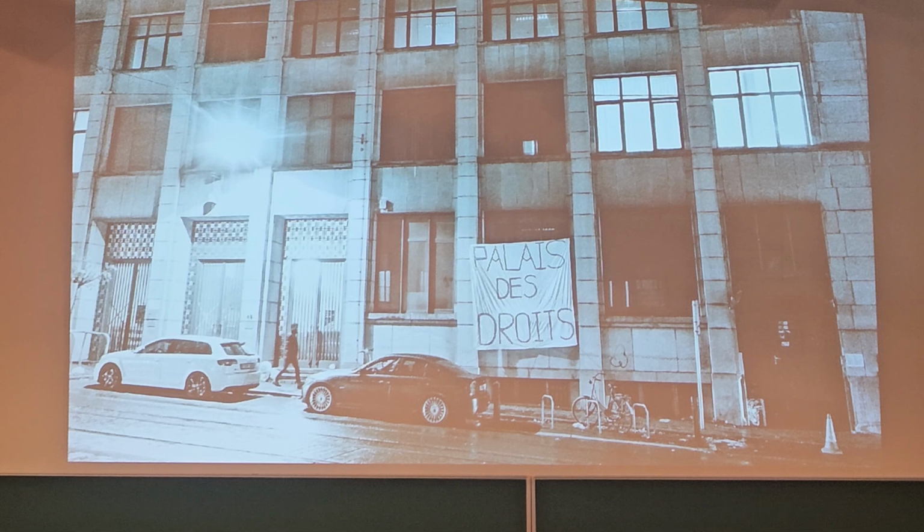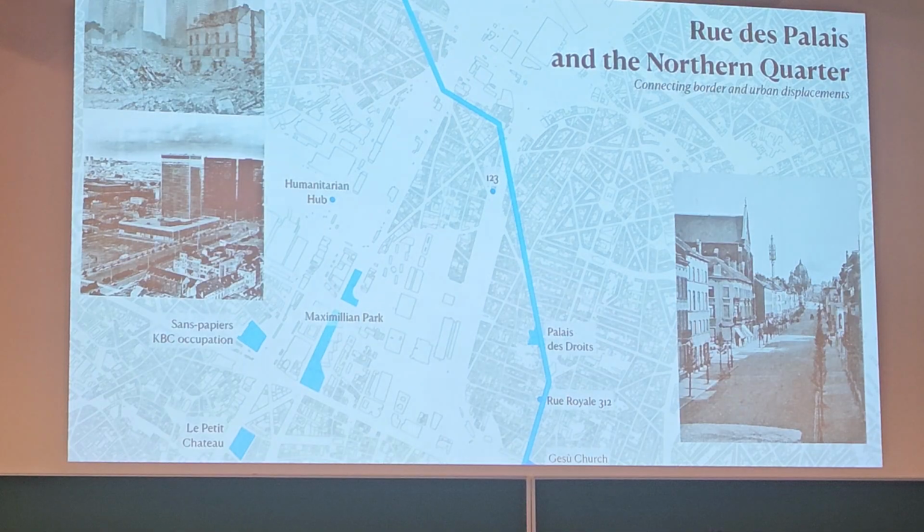But it slowly grew into much larger numbers and in the end housed around 1,000 homeless people, some of them asylum seekers, some of them maybe undocumented migrants, some of them citizens but were experiencing homelessness. So it became this patchwork of multiple different communities that coexisted within this building.